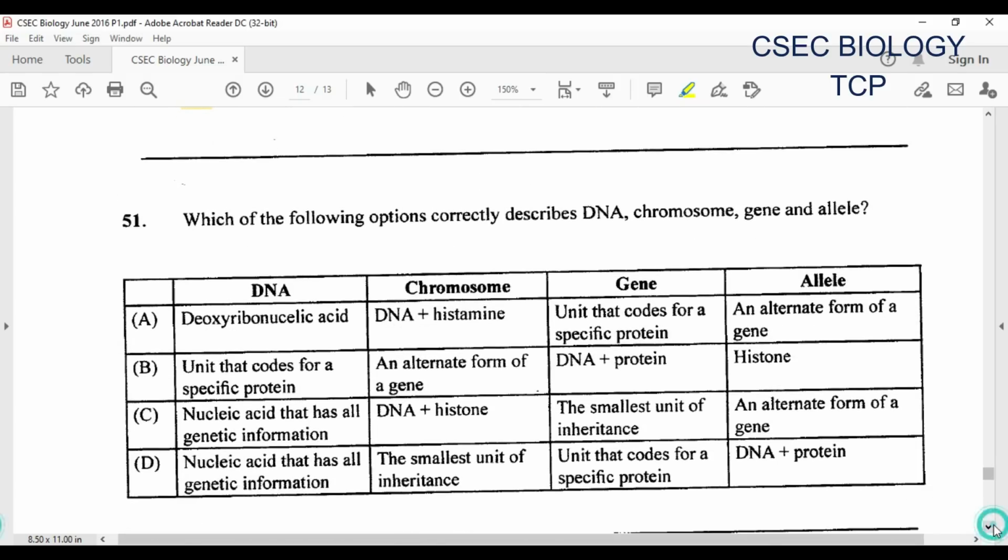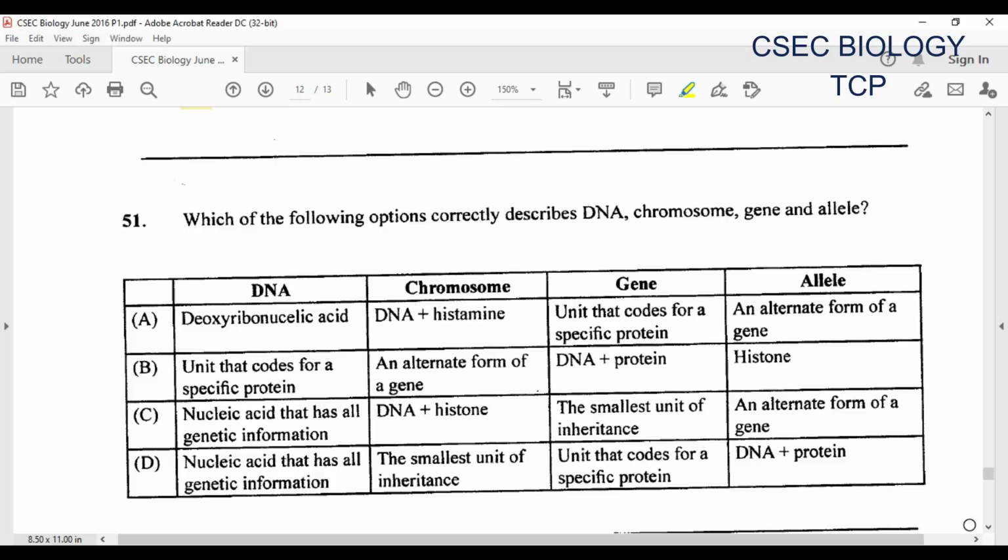Here we would have realized that the definition we grew up with of chromosome as a culture of protein, we have to sort of upgrade that. 51. Which of the following options correctly describes DNA, chromosome, gene, and of course allele? I want us to pay attention to the word describe. So if we are going to be using describe, definitely we couldn't use A as a response for DNA. That would have been out. Alright, and when we look at B, units of, that's out. Allele, no. Allele has nothing to do with histone, no.